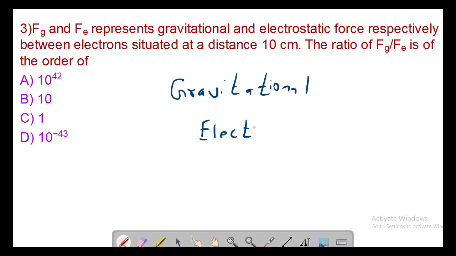Now the magnitude of this, if we take gravitational force as 1 on one scale, then the electrostatic force is actually 10 raised to 40 times more. I am just giving an approximation. So here we are taking a ratio, Fg on top and Fe below. So the answer would come out to be D. Gravitational force is 10 raised to minus 43 times less than electrostatic force. So this is the answer.